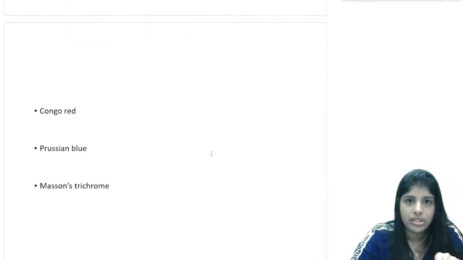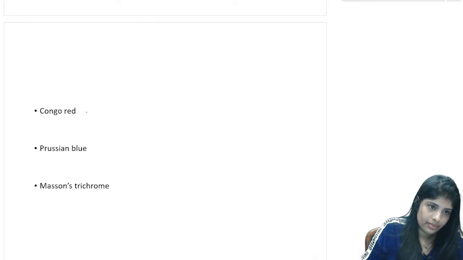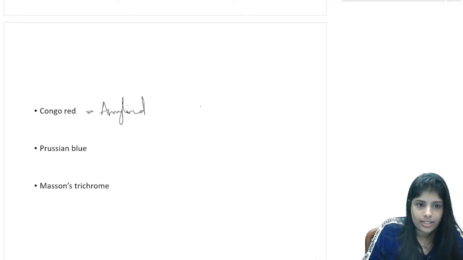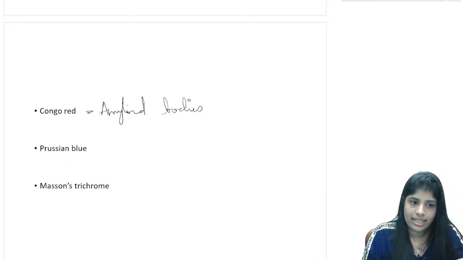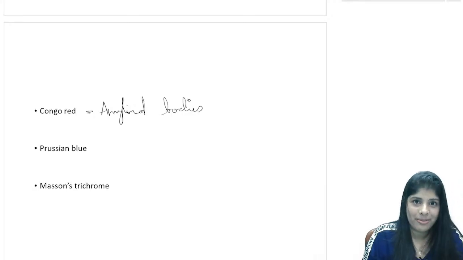And there are a few other options there, right? What is Congo red? Congo red stains amyloid bodies. So you have already studied this. Amyloid bodies are stained by Congo red, and under a polarizing microscope you can see apple-green birefringence. You remember that, right? That's a very classic finding of amyloidosis. So Congo red is used to stain amyloid bodies.